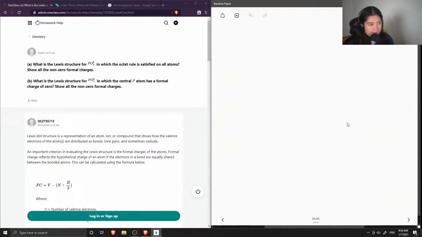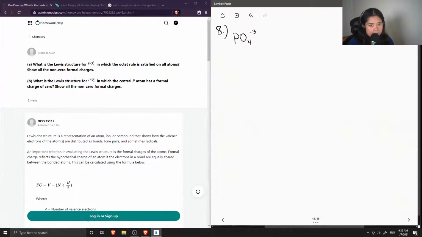Okay, so question number 8. What is the Lewis structure? Assuming that's PO4 minus 3, the phosphate ion, in which the octet rule is satisfied on all atoms, show all the non-zero formal charges. And the second part, in which the central phosphorus atom has a formal charge of 0, show all the non-zero formal charges.